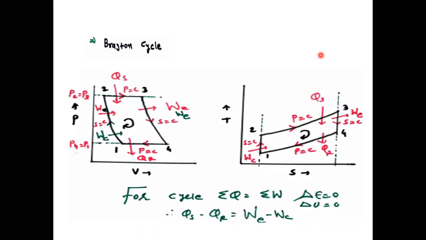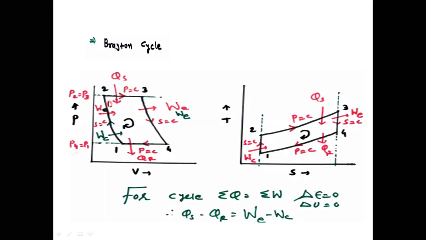You can see here the Brayton cycle on the PV and TS diagram. There are four processes of this cycle. Process 1 to 2 is a reversible isentropic process, as you can see on the TS diagram as well as on the PV diagram. Reversible isentropic means adiabatic process, and 1 to 2 is also a compression process. So compression work is done on the cycle.